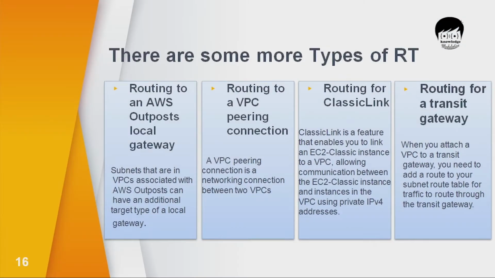There are some more types of routing tables you can see here. I already listed all types of routing tables over here: routing to an AWS Outpost local gateway, routing to a VPC peering connection, routing for ClassicLink, routing for transit gateway. These all types of routing tables we will discuss in upcoming videos. For now, I'm just skipping this because we are not going to implement these types of routing tables here.